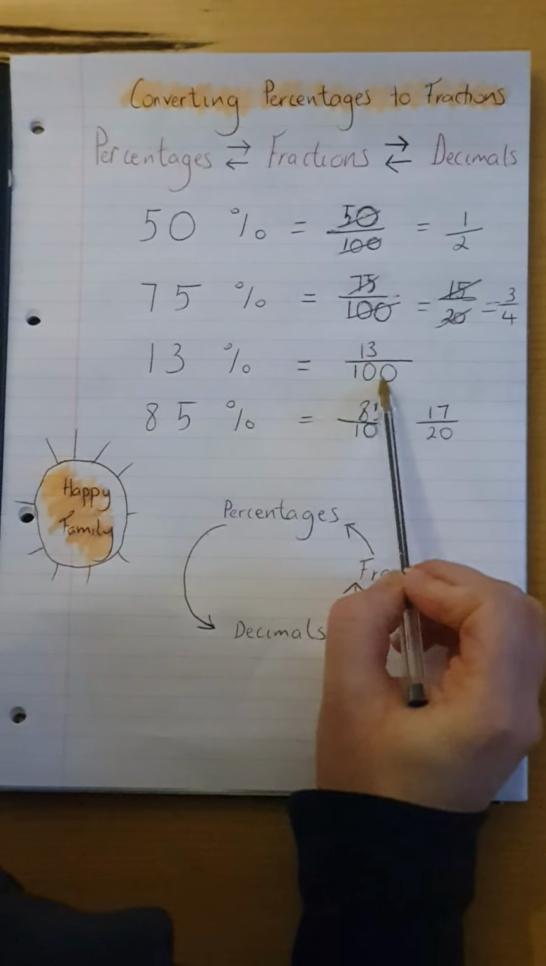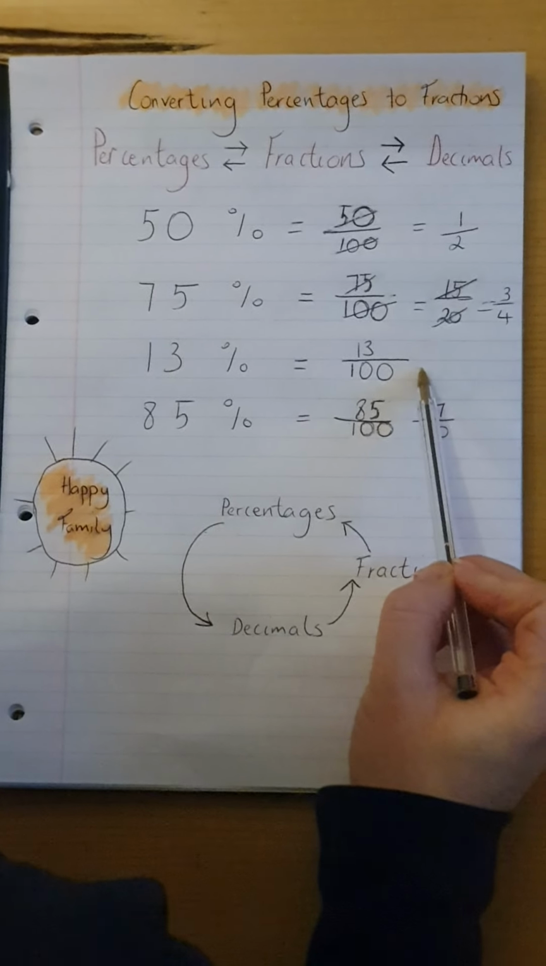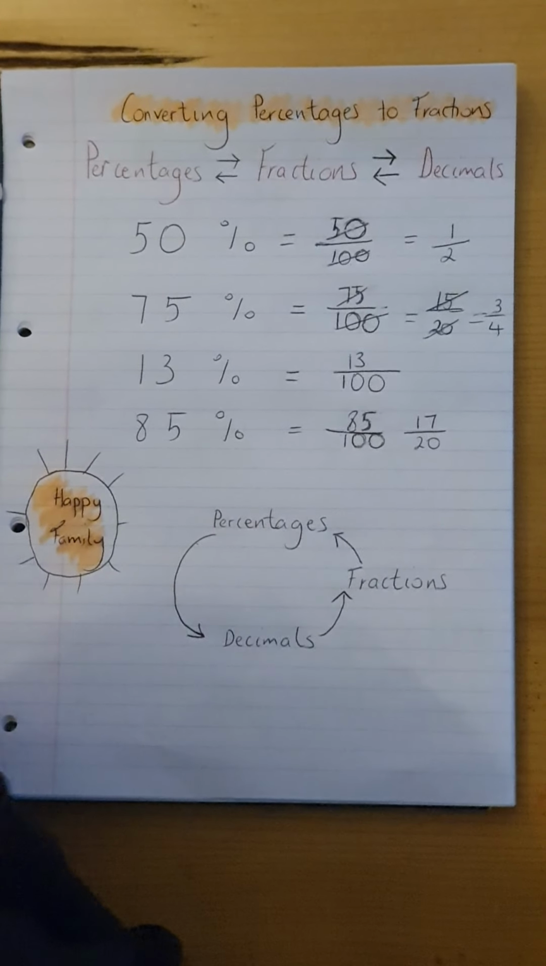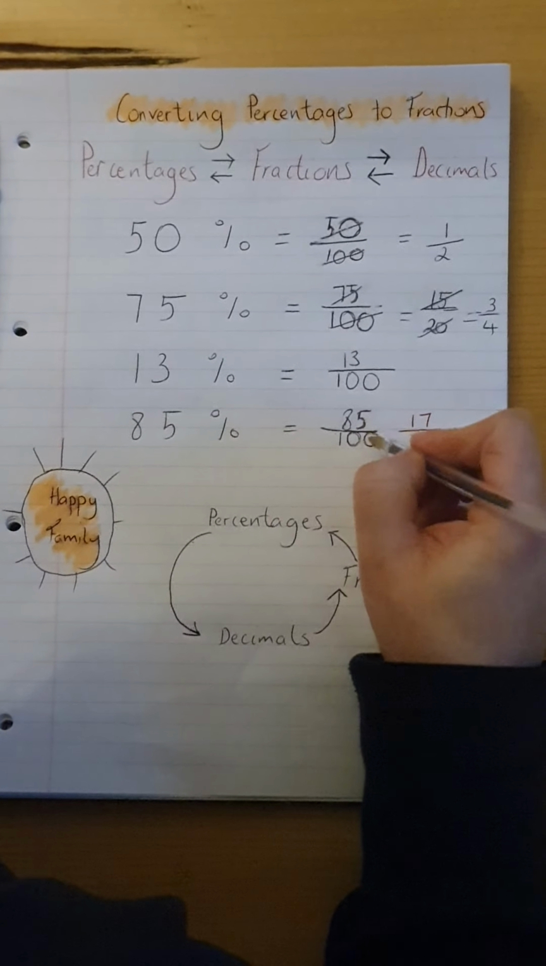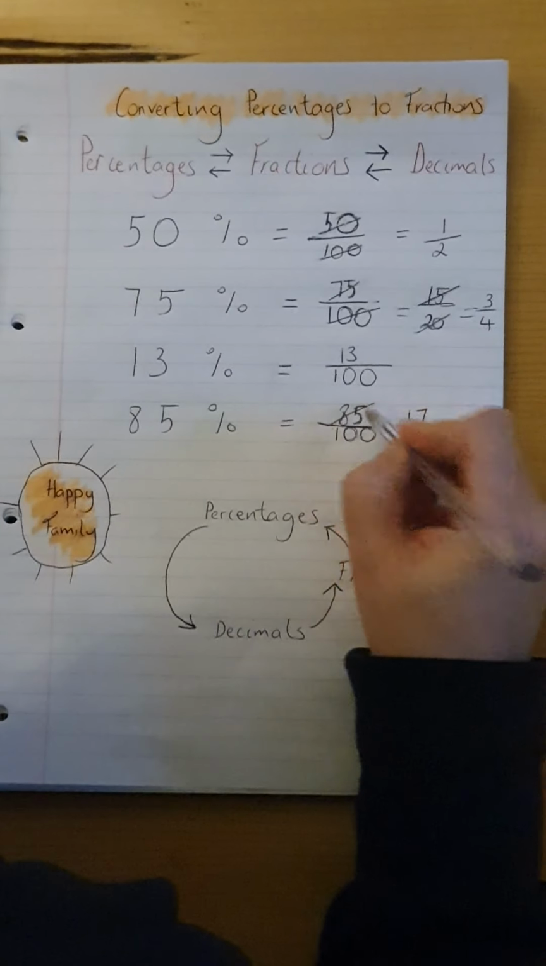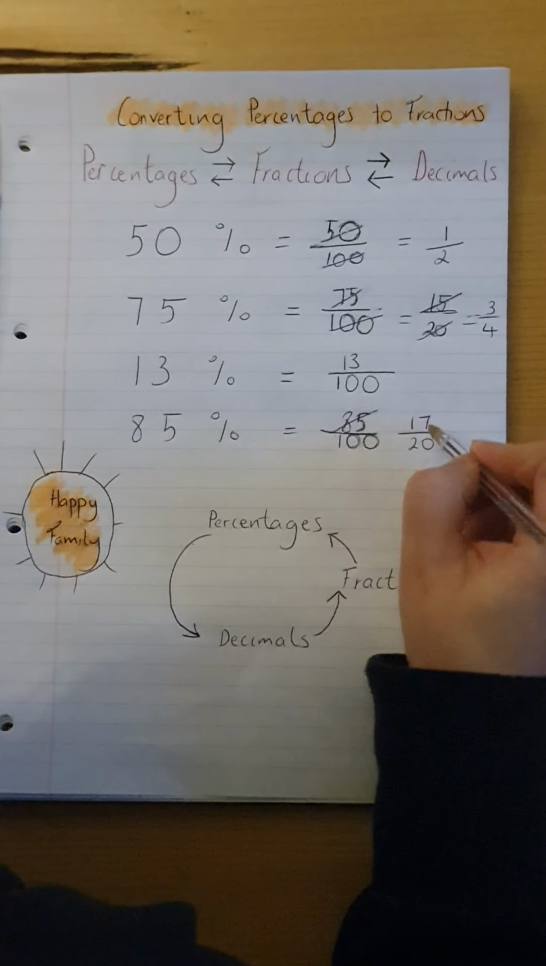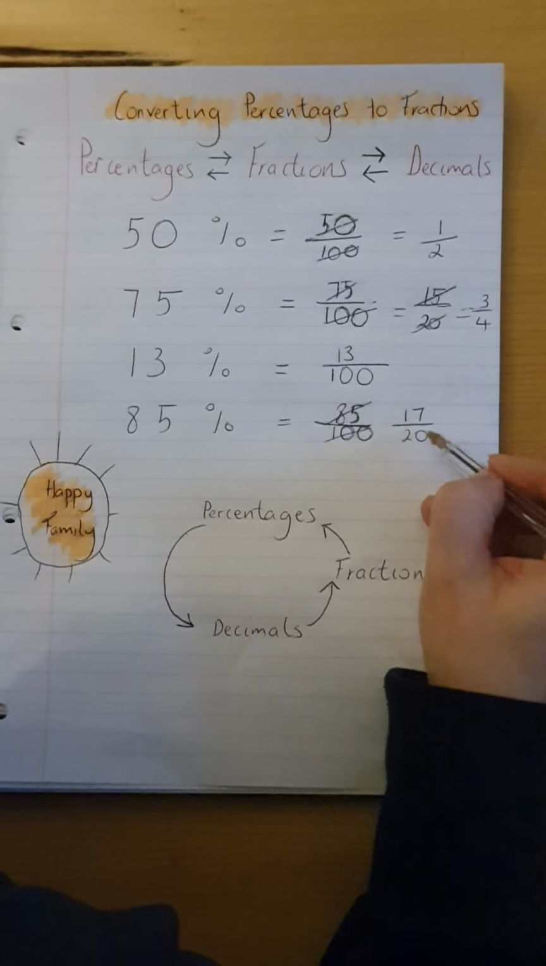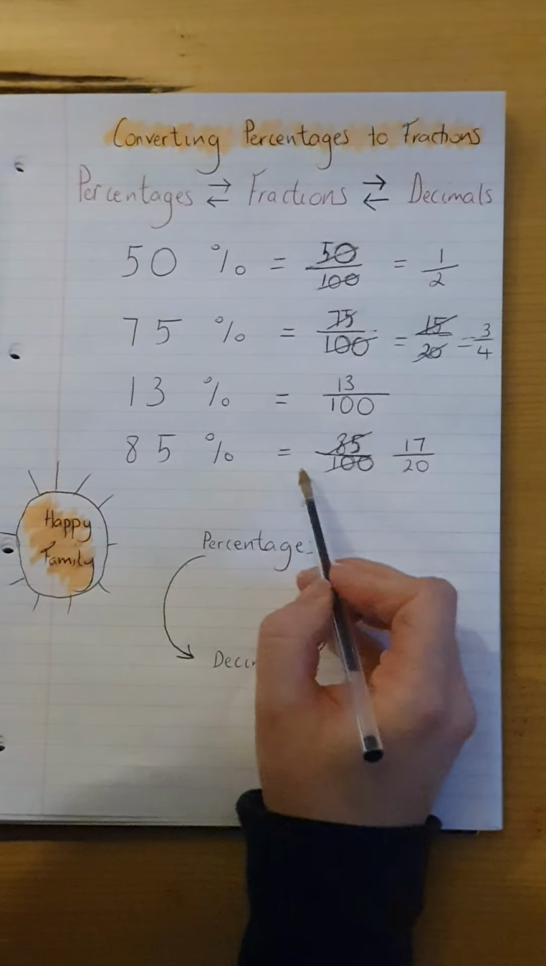13% is 13 over 100. That does not reduce down any further. 85% is equal to 85 out of 100. So let's divide both of these numbers by 5. 5 into 85 goes 17 times, 5 into 100 goes 20. Can that be reduced down any further? No. So 85% is equal to 17 over 20.